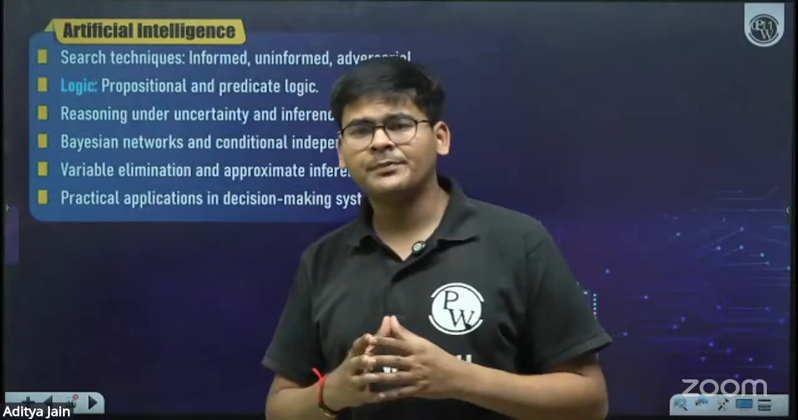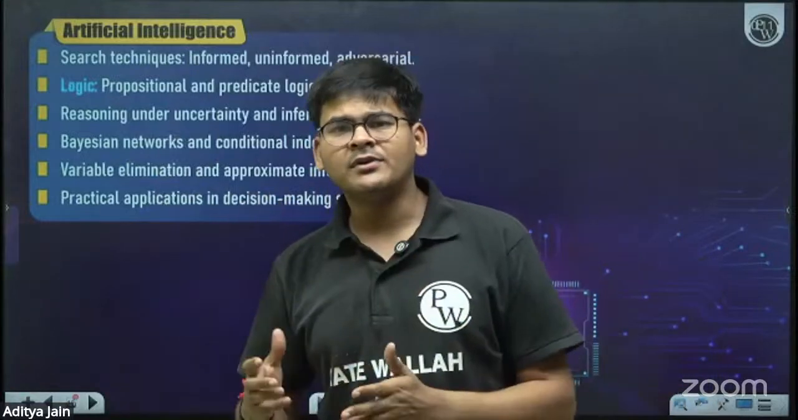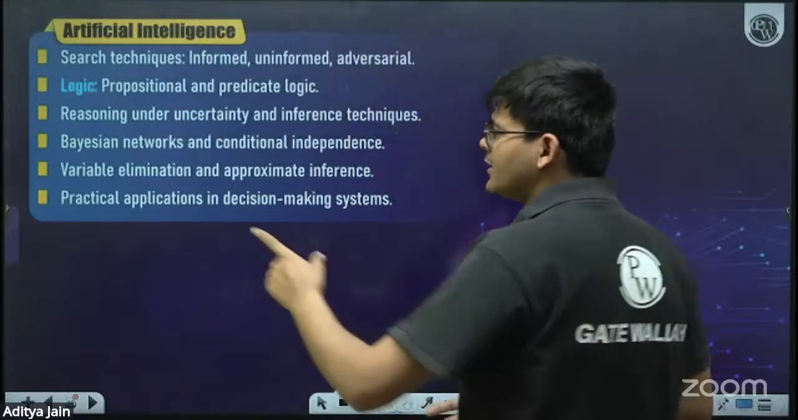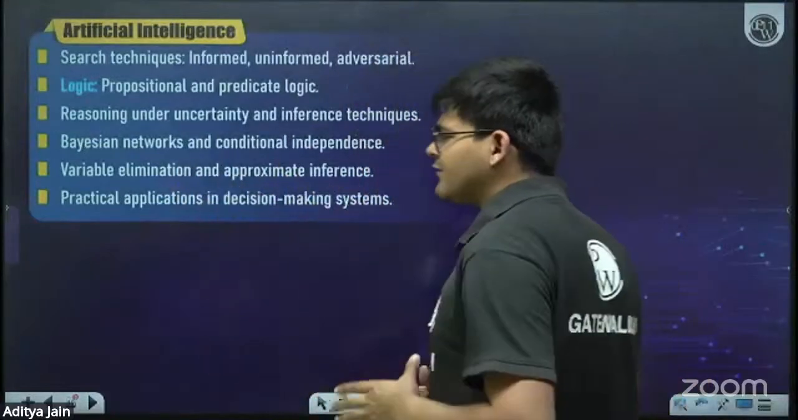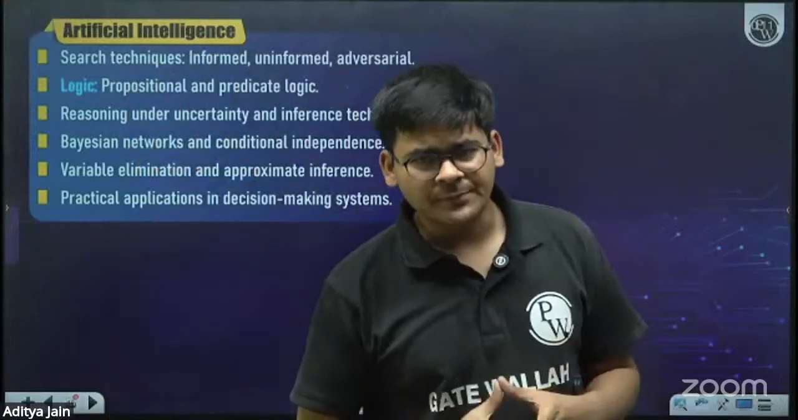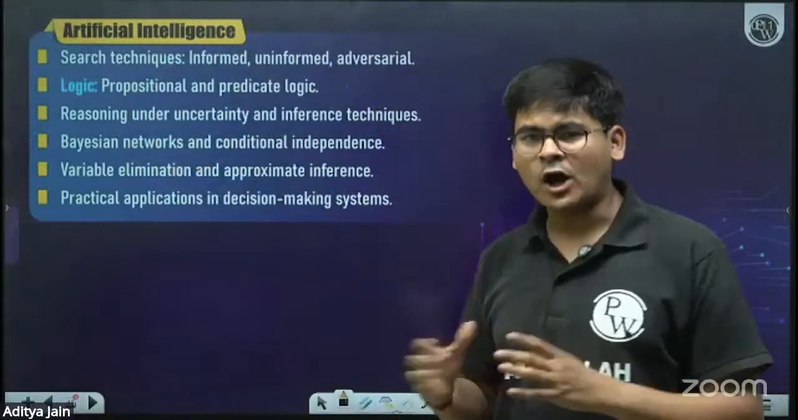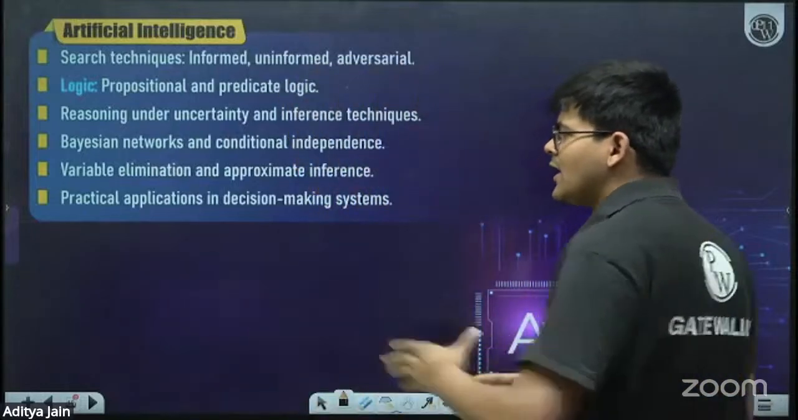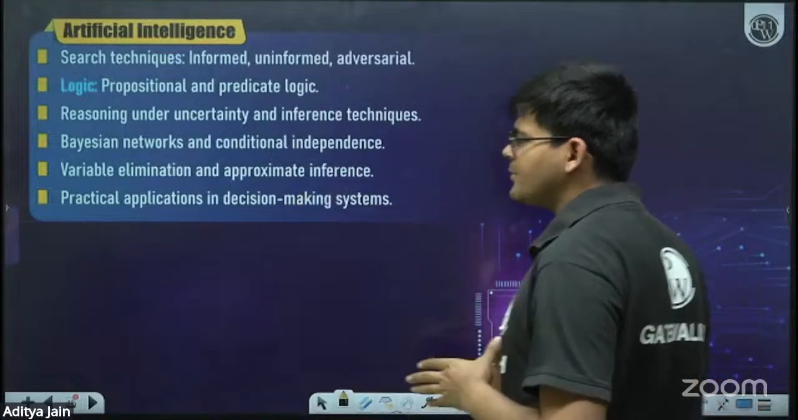You have your Bayes theorem in conditional probability. Okay, very famous. Variable elimination and approximate inference. So as you know, there are lots of things that we need to approximate. So how do we handle that? How do we infer that? This is what we talk about. And practical applications in decision-making systems.